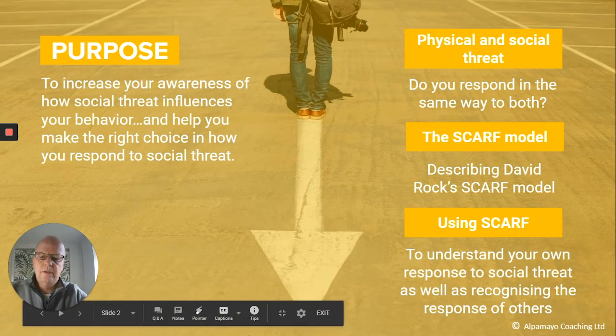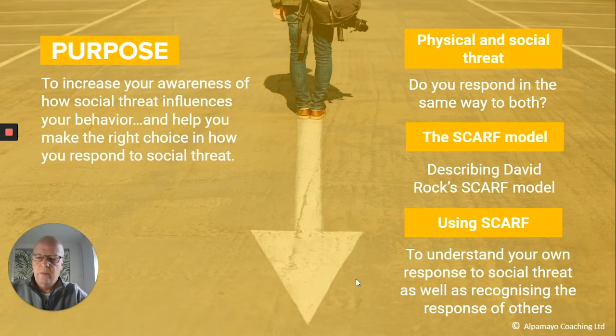So the purpose of this pause for thought then is to invite you to think more about what social threat actually is by relating it to your response to physical threat. But having identified social threat, to then think about how you might choose to behave in the face of it. So as I've just said, we'll start out by relating physical and social threats. We'll then look at the SCARF model, which is a model that was described by David Rock, I think around about 2008, one of his first papers about it, and there's plenty of other material available on the internet. And having introduced the model, we'll then look at how you might actually be able to use it.